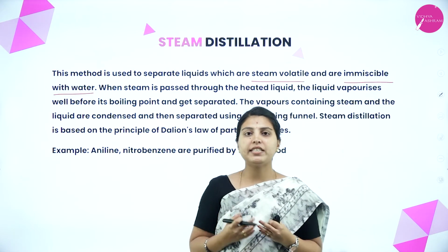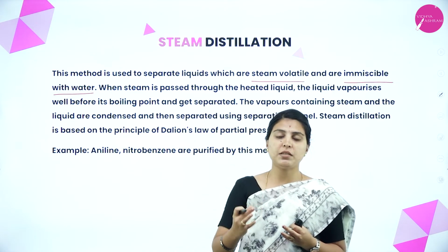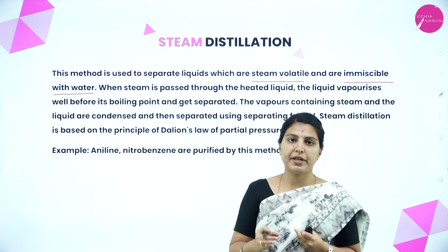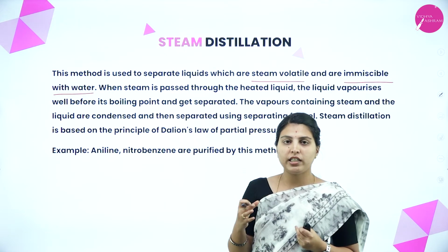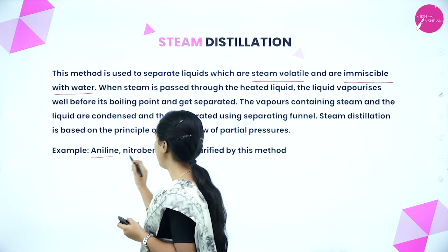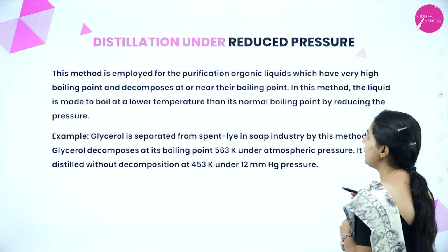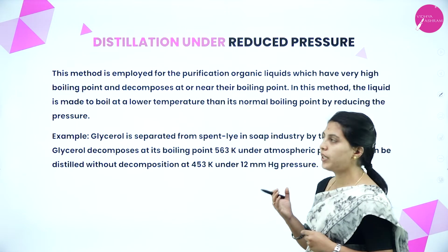That is how, after giving steam, they start separating. This principle follows Dalton's law of partial pressure, meaning P total equals P1 plus P2. For example, aniline and nitrobenzene are purified by this method. Next is distillation under reduced pressure.